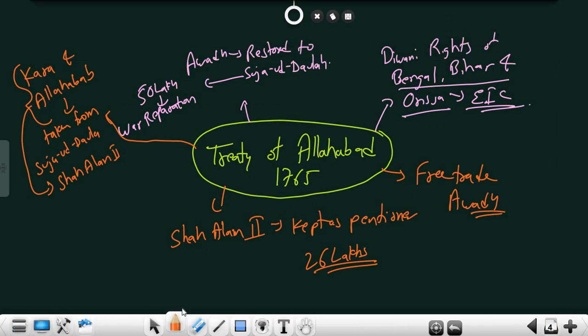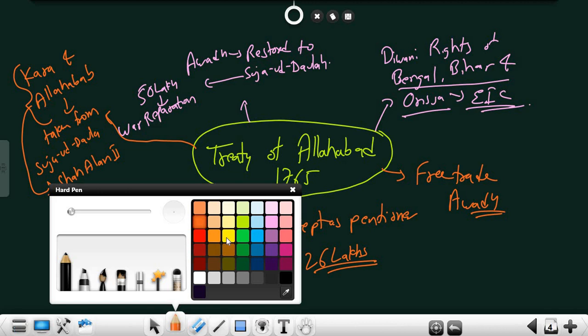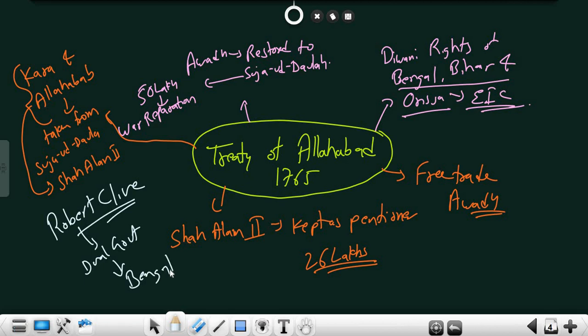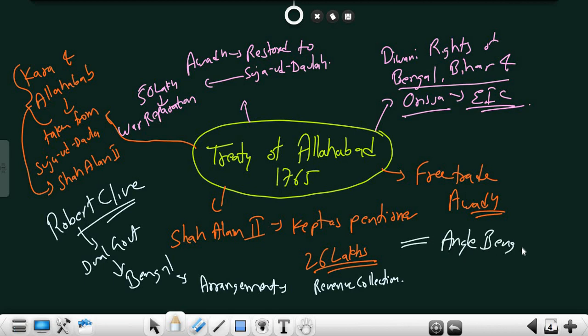Okay. So after the Treaty of Allahabad, Robert Clive established dual government system in Bengal and made a special arrangement for revenue collection. So this was the whole instance of Anglo-Bengal struggle.